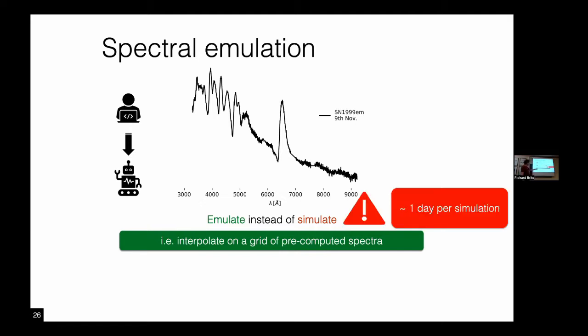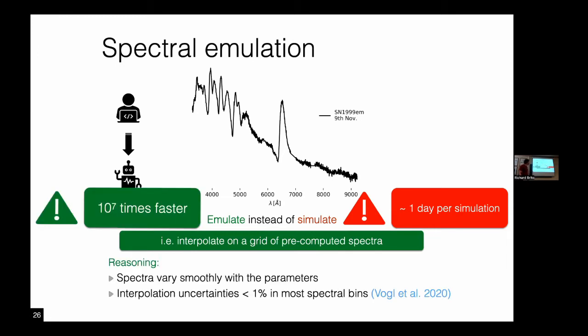And the big advantage is that a simulation takes something like 1 day per simulated spectrum with all the physical processes that you have to take into account. Whereas the emulation takes fractions of a second. It's a speed up by factor 10 million or so.